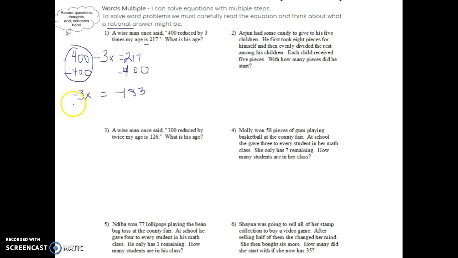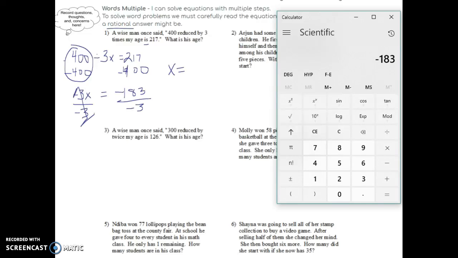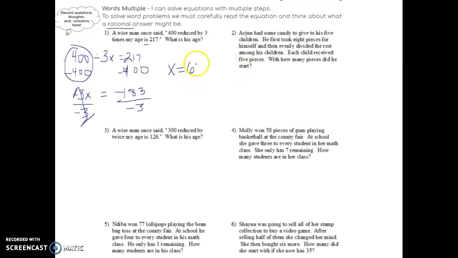It's negative in this case, right? So I'm going to divide by negative 3. Whatever I do to one side, I do to both sides because that's the properties of equality. Negative 3 divided by negative 3 is 1. So x equals, we'll get the calculator again, negative 183 divided by negative 3. You should be using a calculator. If you're not, you need to pause the video and go get one. It's equal to 61.